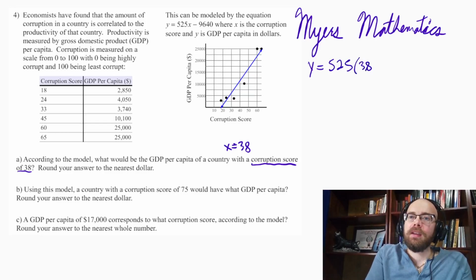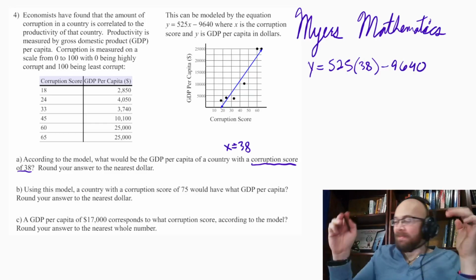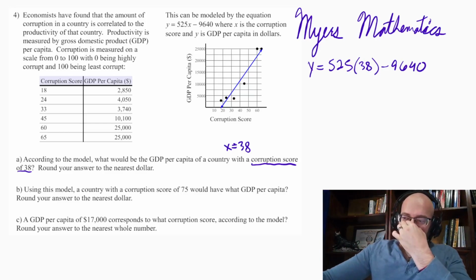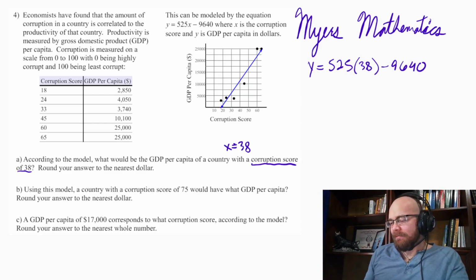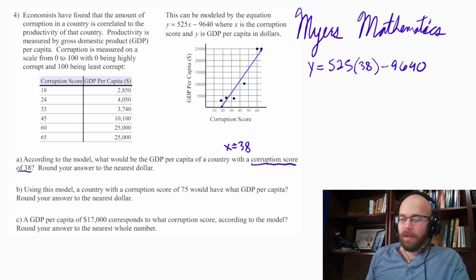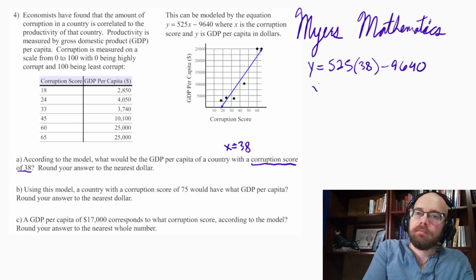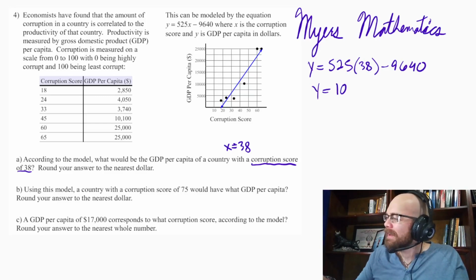525 times 38 minus 9640. Sorry, I have the allergies. It's that time of year, spring. It's terrible. Here we go. 525 times 38 minus 9640. Okay, I get 10,310. Wait, what was that? I already forgot the number. 10,310.